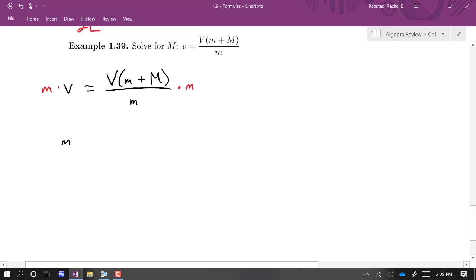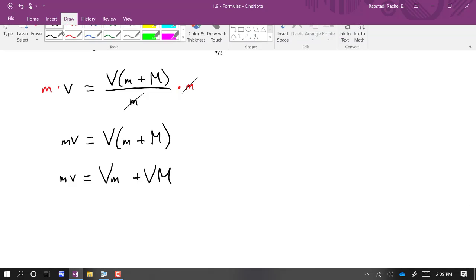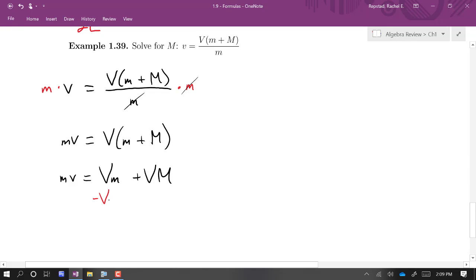So I have little m, little v equals, on this side those m's cancel, so I get big V, little m plus big M. I want to solve for big M. I need to get it out of those parentheses. So I'm going to distribute that V on the right side. So big V times little m plus big V times big M. And now I will subtract the big V little m from both sides, because now I can get that big M term by itself.